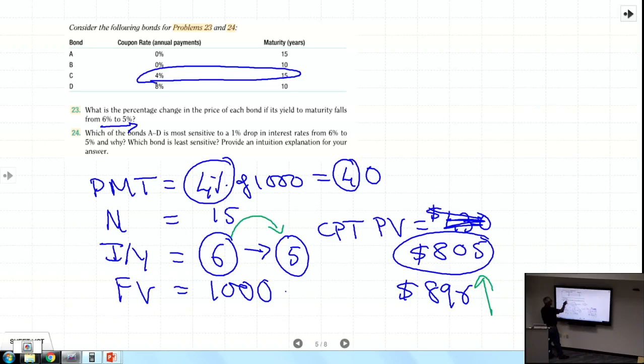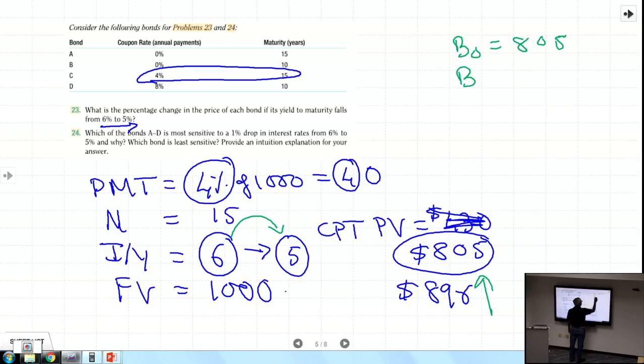So question number 24, which bond is most sensitive to a 1% drop in yield from 6% to 5%? Which bond is least sensitive? If you want to find out sensitivity, then what you would have to evaluate is the percentage change in the bond price. So for this bond, we were looking at bond C. The initial bond price was 805.